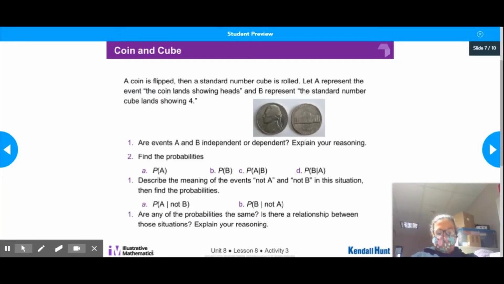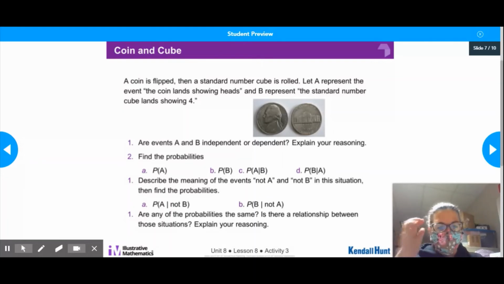All right, so next, I'm going to have you do some of these practice problems. Coin and cube. A coin is flipped, then a standard number cube is rolled. So that's like a die. You're flipping a coin, you're rolling a die. Let A represent the event that the coin lands showing heads, and B represent the standard number cube lands showing a 4. So you're going to calculate these different probabilities and answer these questions.